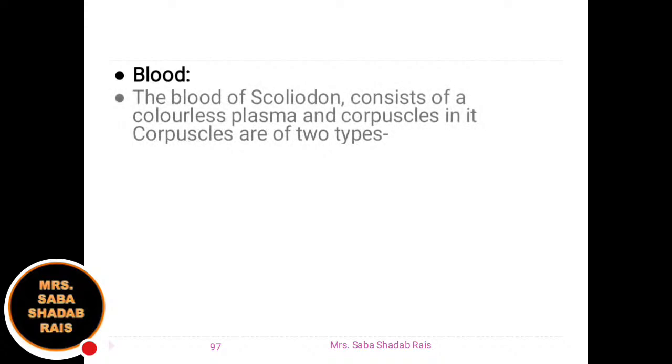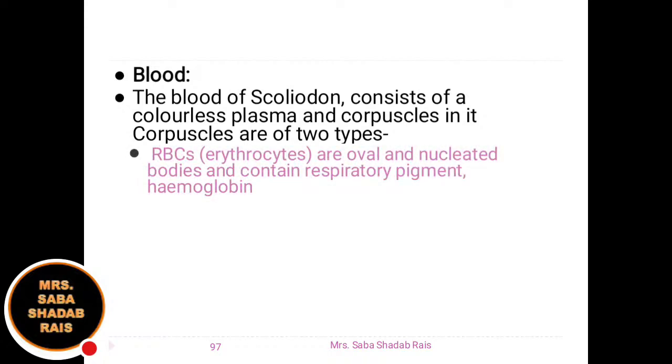When I say blood, as I have already informed you, it is a circulating fluid. Now when I talk about blood in humans, human blood is red in color, but interestingly it is colorless in the case of a shark. The blood of scoliodon has colorless plasma and corpuscles. Corpuscles means the blood cells. Blood cells in the case of a shark are of two types.